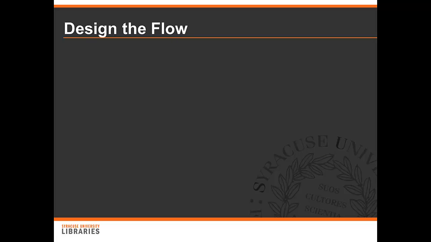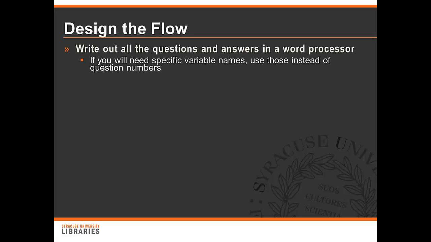Now you can begin to design the flow of your survey. First, write out all the questions and answers in a word processor such as Microsoft Word. This will make it much easier to edit and rearrange the questions and responses. If you will need to use specific variable names, use those instead of question numbers. Be sure to see our module on variables and values in Qualtrics. Next, confirm that all your questions and responses are in the proper order. This is, of course, just a starting order if you will be doing any randomization.